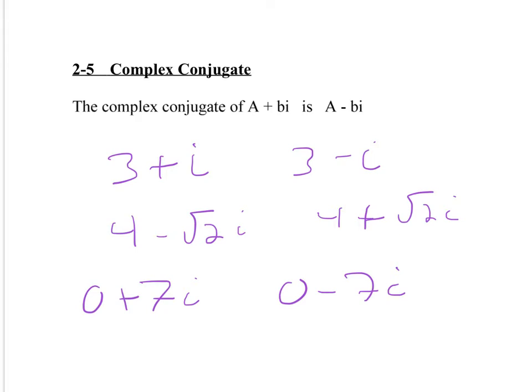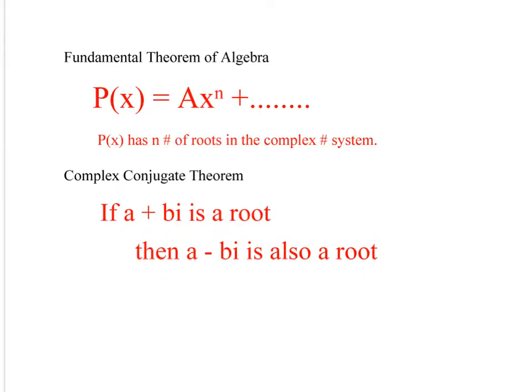Complex roots will always come in pairs because the complex root and its conjugate are both always roots of a polynomial function. Okay, there's two theorems you need to know. The fundamental theorem of algebra says that any polynomial function of degree n is going to have n number of roots in the complex system. Of course, some of those roots could be double roots. Some of those roots could be imaginary roots. And as we just mentioned, the complex conjugate theorem says if a plus bi is a root, then its conjugate, a minus bi, is also a root.